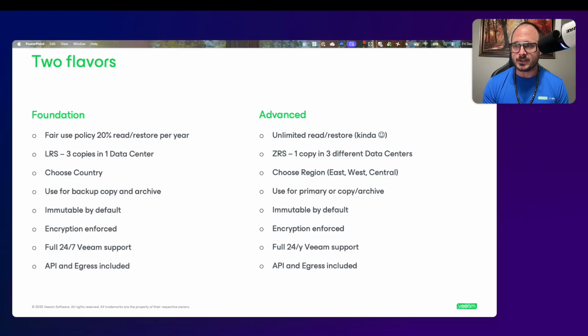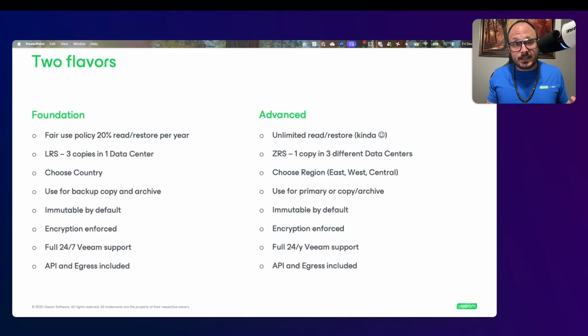Both Foundation and Advanced are immutable by default. We require encryption, so from a security perspective, it's very, very secure. There's full 24/7 support, and like I said, the API and egress fees are included. Now, Advanced could be for your primary or your secondary jobs. It is unlimited read and restore, kind of.